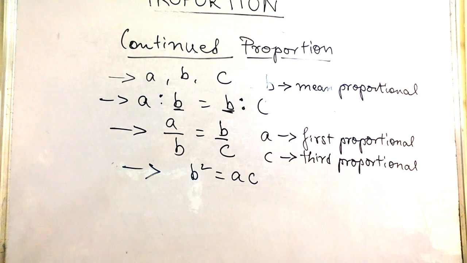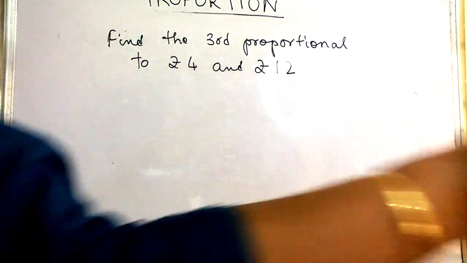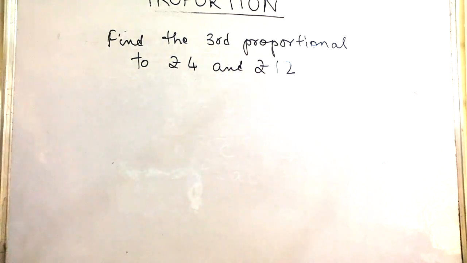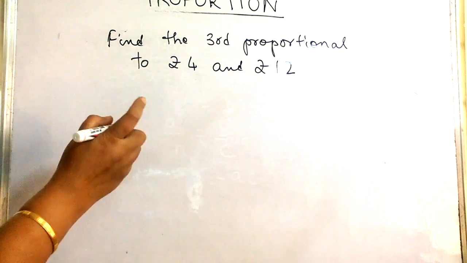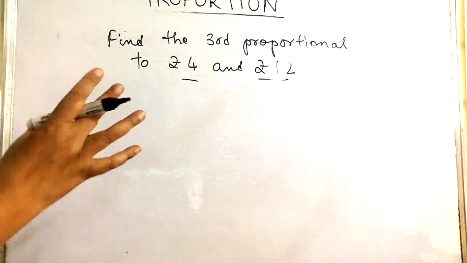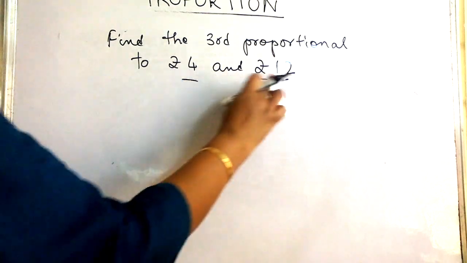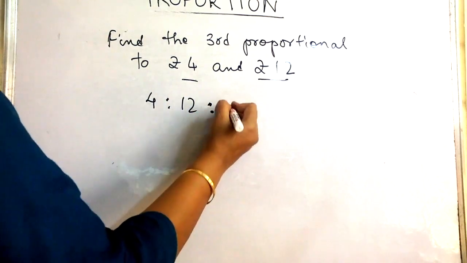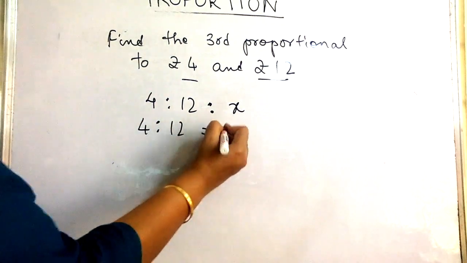Let me do one sum on this. Find the third proportional to rupees 4 and rupees 12. Here, how do we handle this? Since they have given us only two numbers, this is a continued proportion question. They are asking for the third proportional. That means these two become like this: 4 is to 12 is to x.